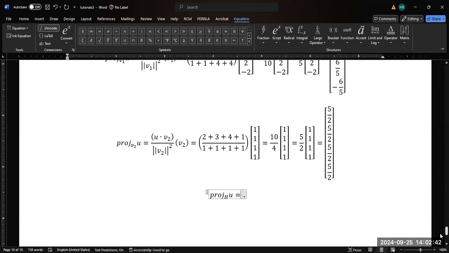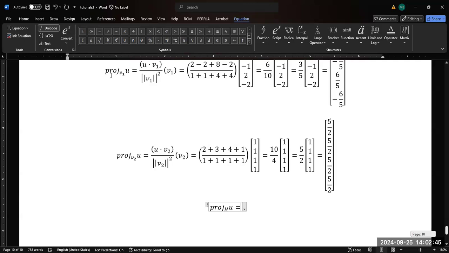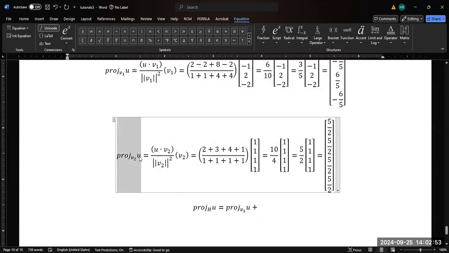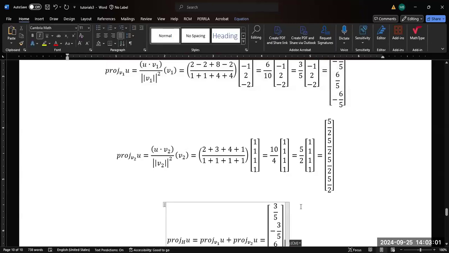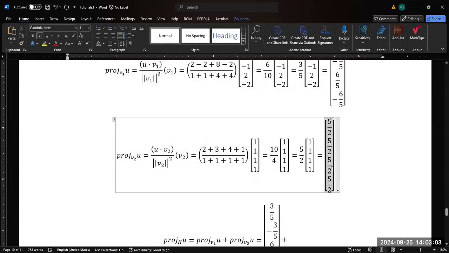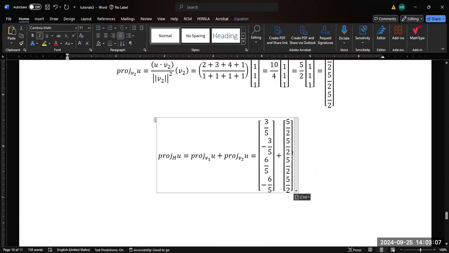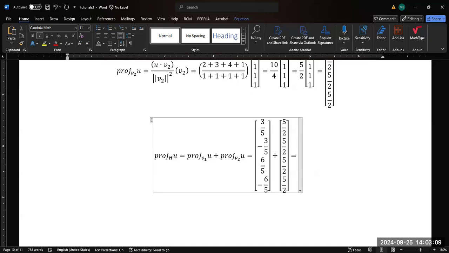the projection onto one vector plus the projection onto the other vector. And so we're going to add this vector to this vector. And so let's see what we get.